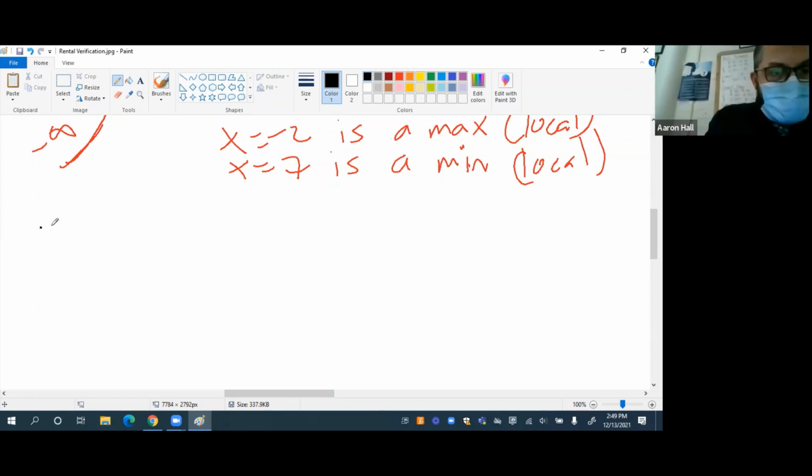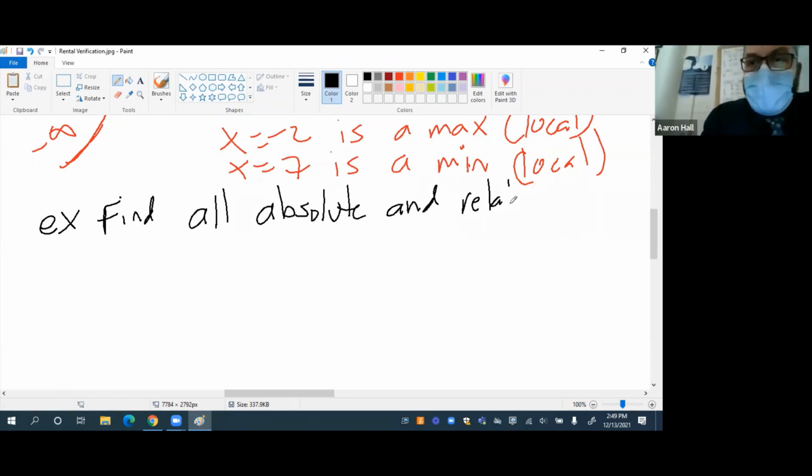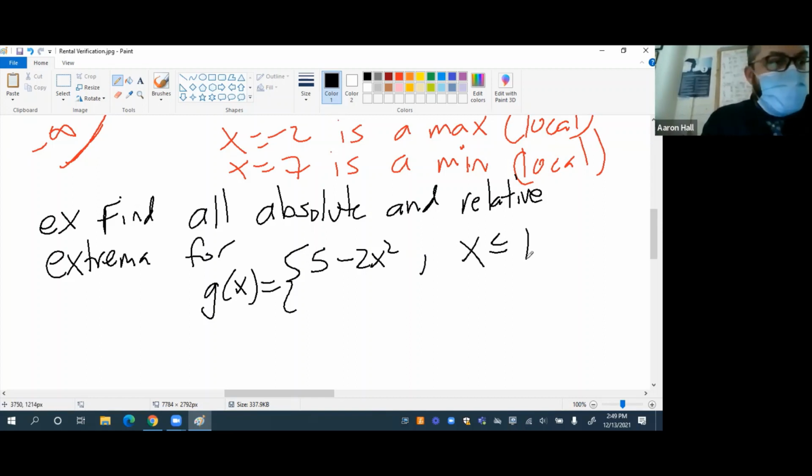Okay, here's the next one. I want to find all absolute and relative extrema for our piecewise function: 5 minus 2x squared for values of x that are less than or equal to 1, and the other piece of my piecewise is x plus 2 for x values that are greater than 1.